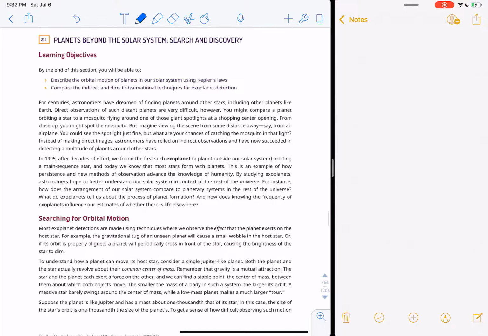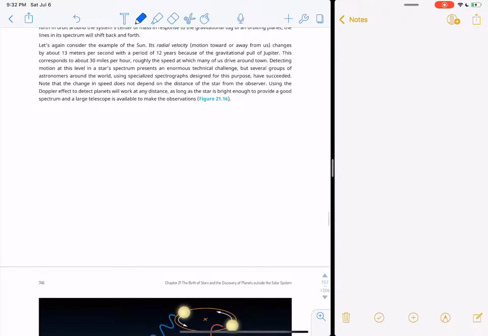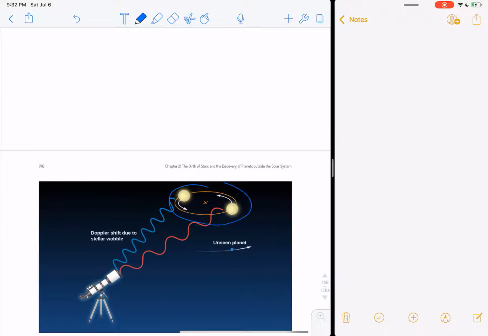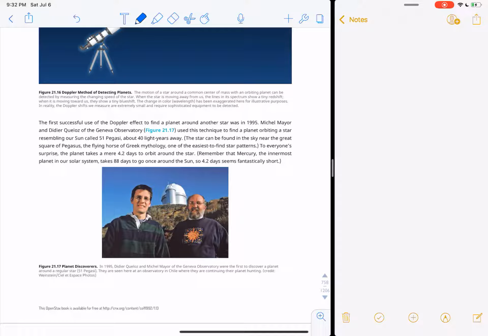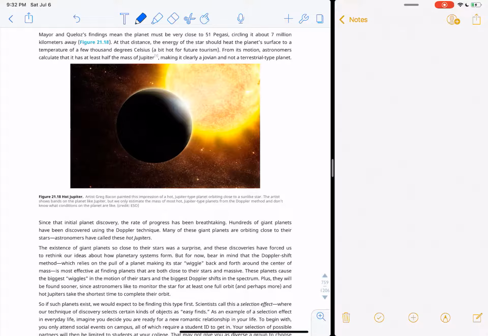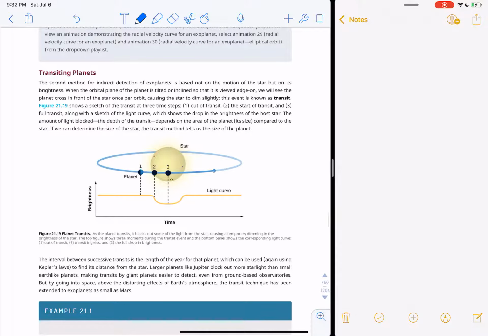Okay, you can also do all the similar things we do with the Doppler shift and the wobble of the light, and the dips in the light curves. Those types of things allow us to determine or discover exoplanets. So here's the light curve again, dipping when a planet moves in front of the star.